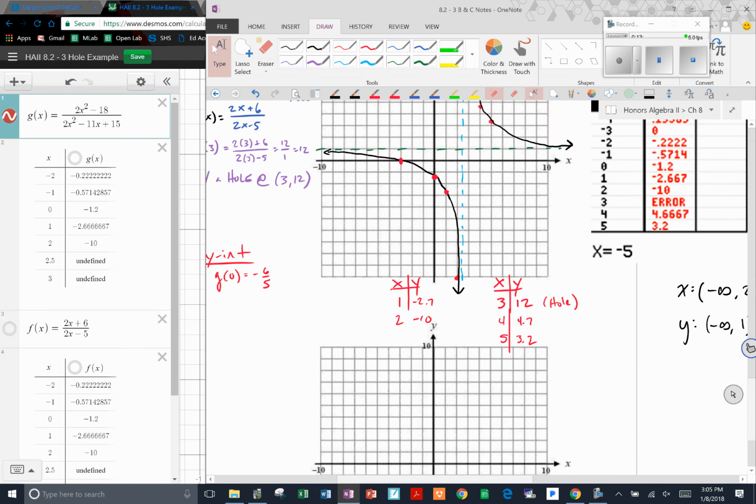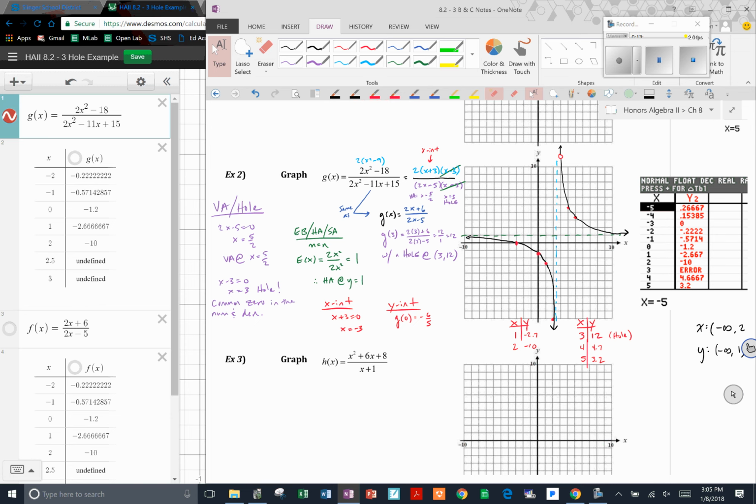And that is what happens when you have a common factor in the numerator and denominator. It ends up creating a hole in the graph.